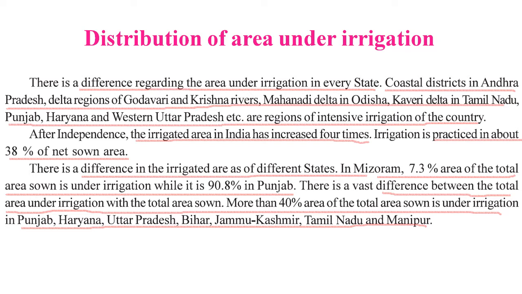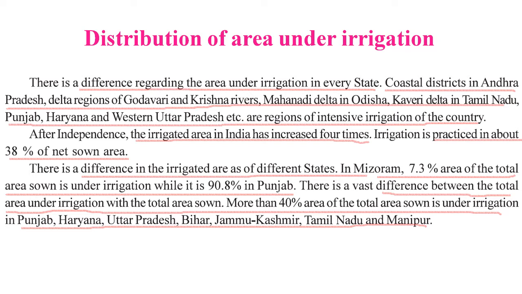Coastal districts in Andhra Pradesh, delta regions of Godavari and Krishna rivers, Mahanadi Delta in Odisha, Kaveri Delta in Tamil Nadu, Punjab, Haryana and Western Uttar Pradesh are regions with intensive irrigation of the country. That means these regions have very high level of water supply due to the big rivers and also due to the natural rain. The irrigated area in India has increased 4 times after the irrigation.